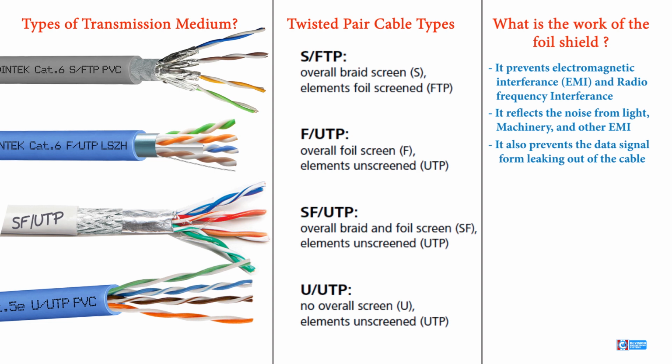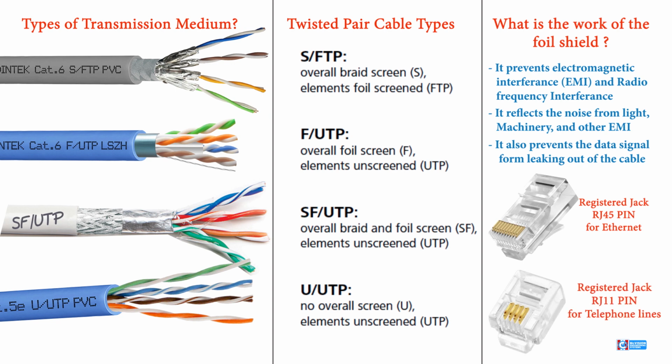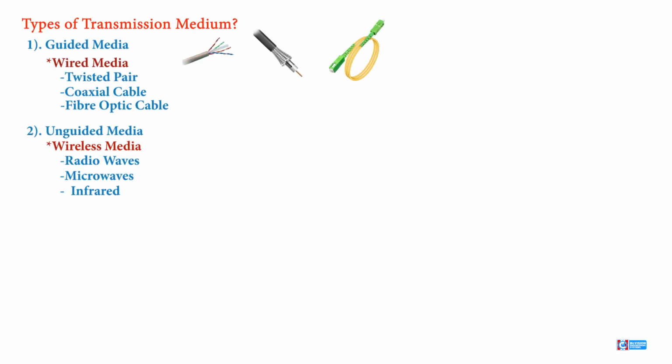So, these are some categories of the twisted pair cable we can talk about. This cable type is terminated with a pin called registered Jack 45, popularly known as RJ45, for Ethernet connection, or registered Jack 11 pin, also called RJ11, for telephone lines. We shall discuss how these terminations are done in later lessons. The next transmission medium we will talk about is the coaxial cable.